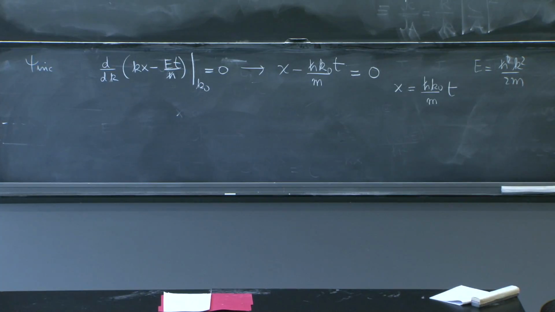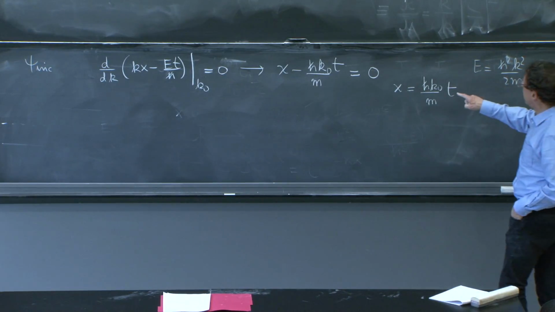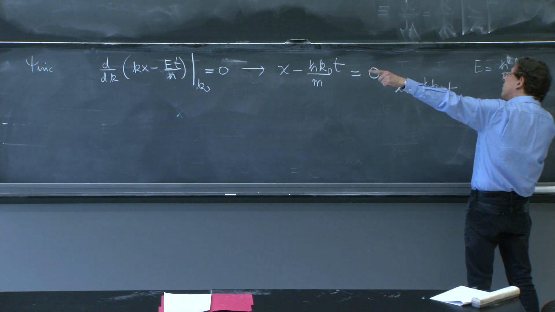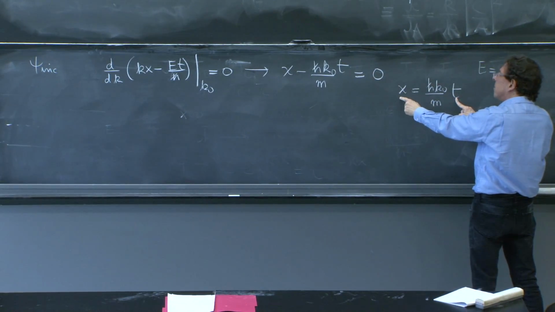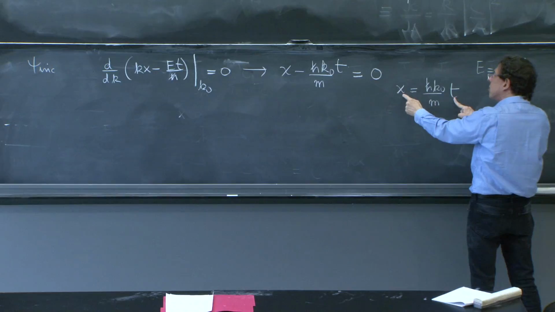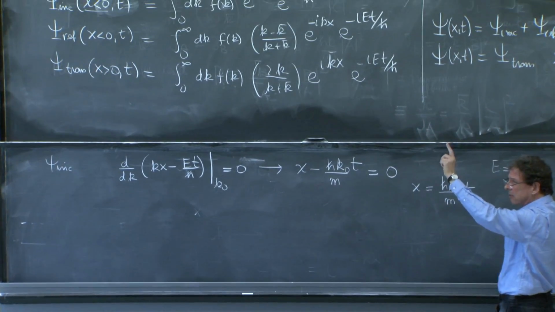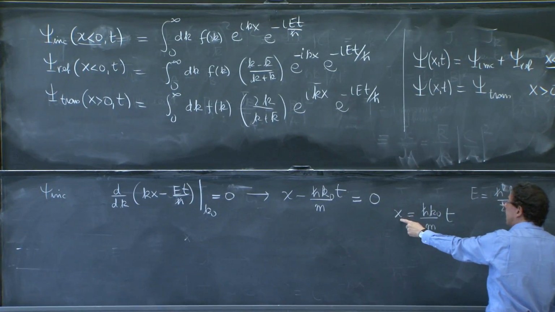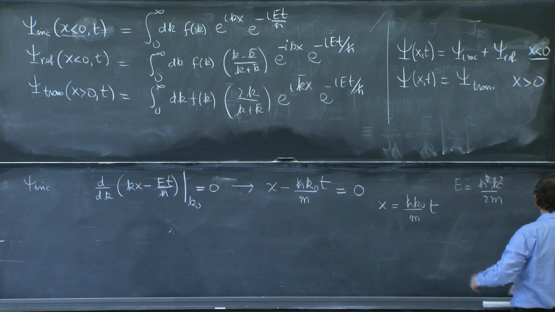Now, look at that incident wave. What does it do for negative time? As time is infinite and negative, x is negative and it's far away. Yes, the packet is very much to the left of the barrier at time equal minus infinity. And that's consistent because psi incident is only defined for x less than 0. It's only defined there. So as long as t is negative, yes, the center of the packet is moving in.